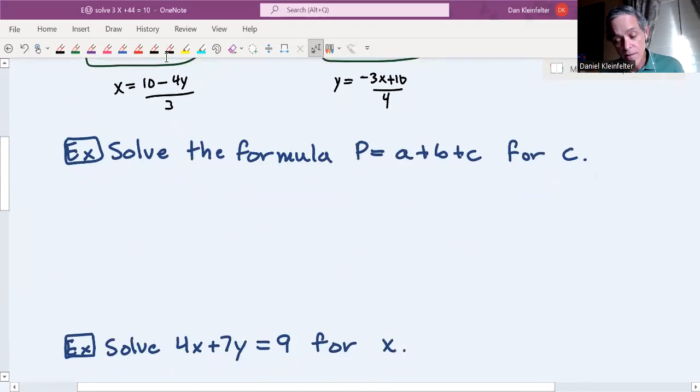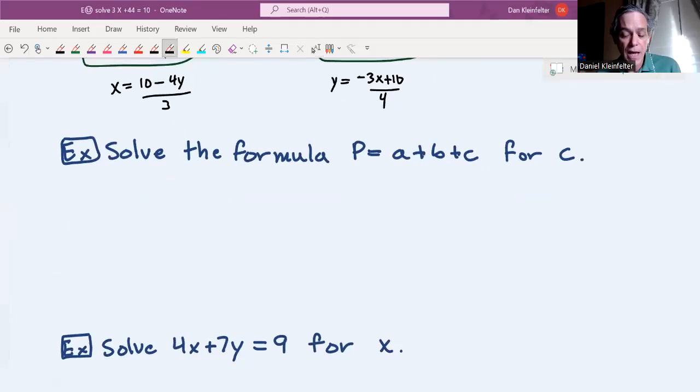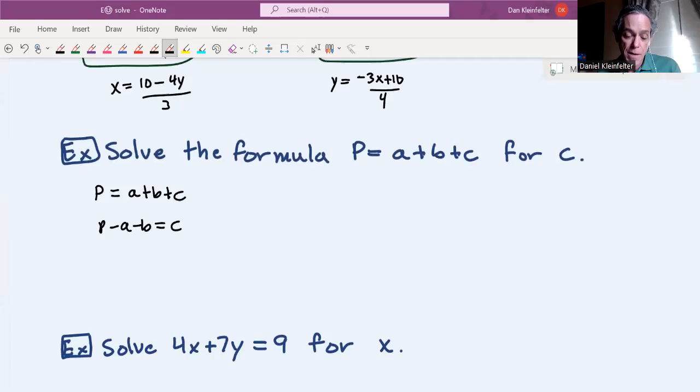All right, next, this formula has 4 variables in it. P is equal to A plus B plus C. We want to solve this for C. So if P is A plus B plus C, I need to subtract the A and the B from both sides. Okay, so P minus A minus B is equal to C.